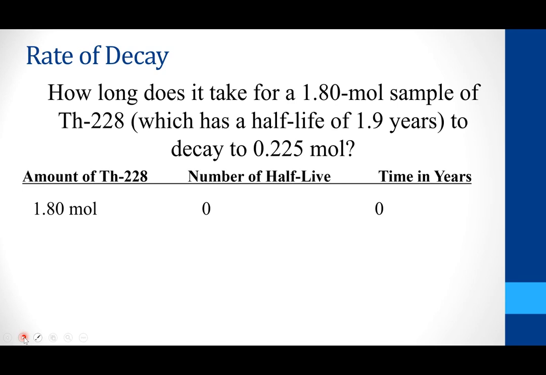One of the biggest mistakes I see is setting up the table. Once the table's set up, you can navigate through it pretty easily. When you set up your table, you need to make sure that you set it up at time 0. So we started with 1.8 moles. That's going to be the first number that I put down. So the amount is 1.8 moles. And then in that line, that's after 0 half-lives and 0 time has gone by.